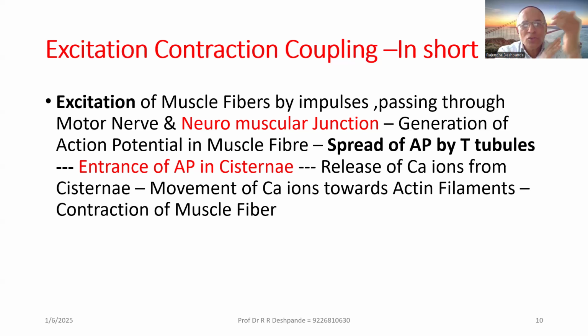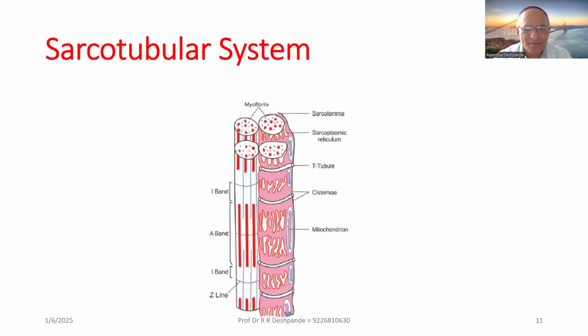Excitation from brain to the hand, that is stimulus, electrical signal, action potential. And then contraction. 2 things are there, so it is called excitation contraction coupling. Very easy to remember. Next. Here are the pictures. You can see. I will show you what is important.